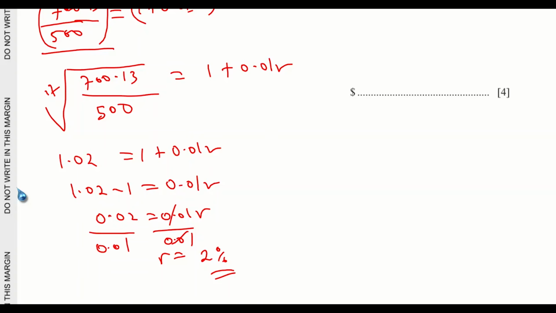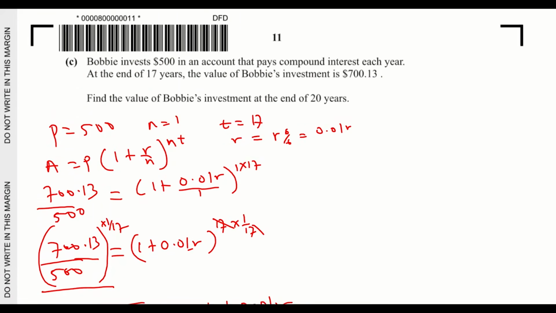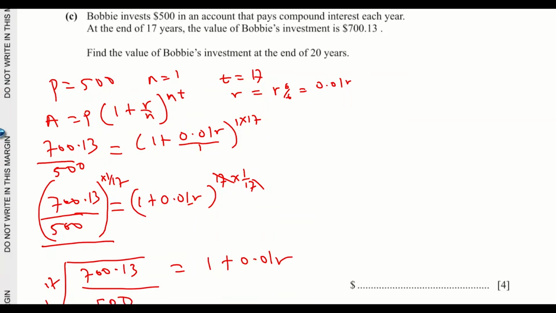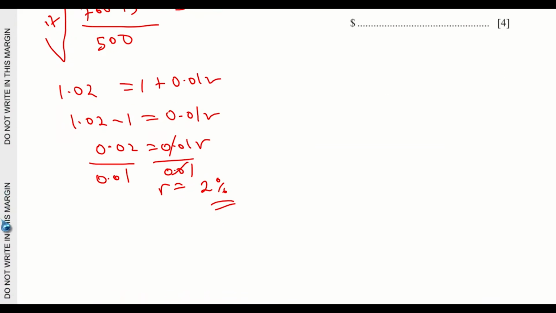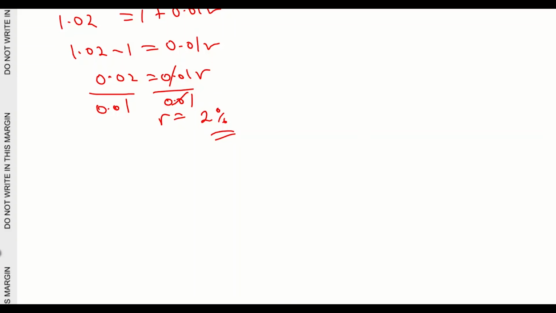Okay, but we're not done yet. We just need the rate to actually get the value of Bobby's investment at the end of 20 years. Since we know the rate at the end of 17 years, we have two options. We can get the amount from, let's say, 1 to 20, or we take the amount at the end of the 17th year as the principal, then we take t to be equal to 3.